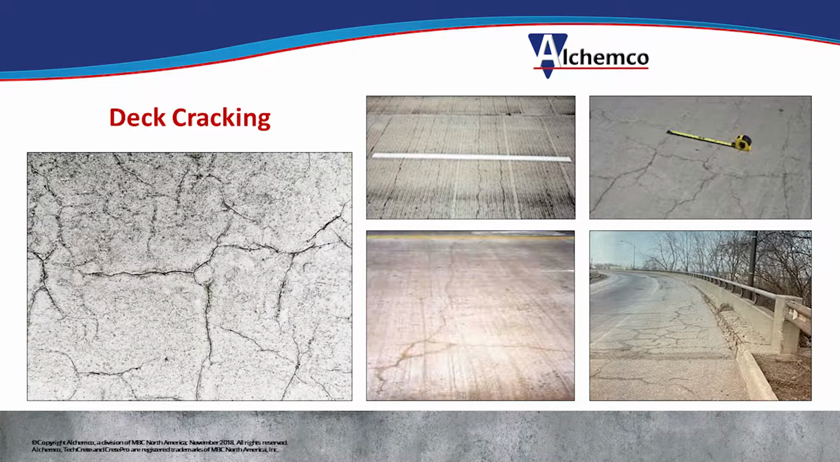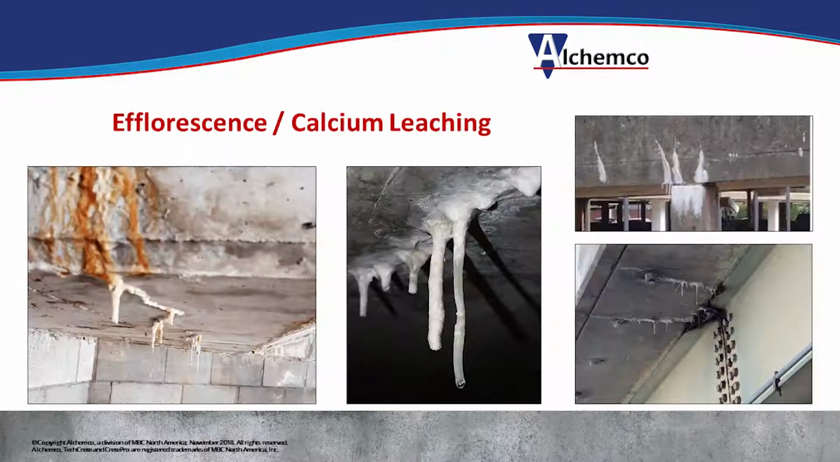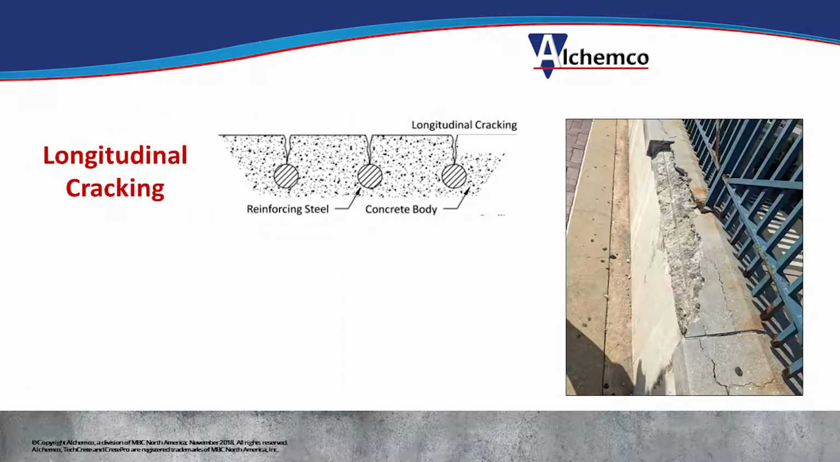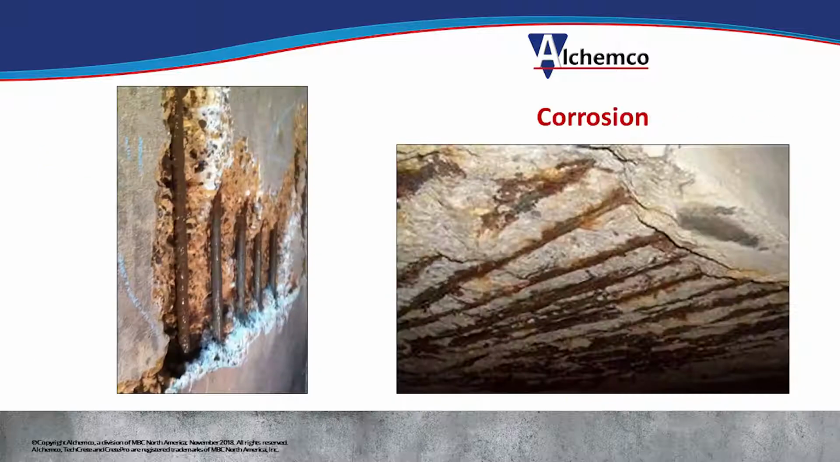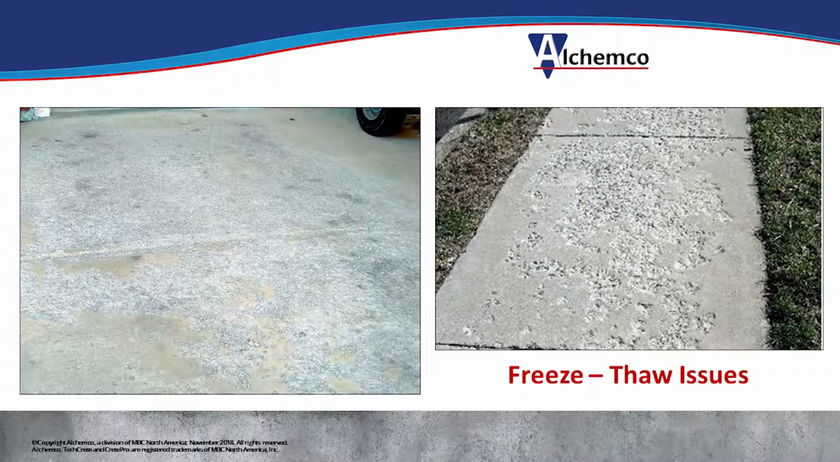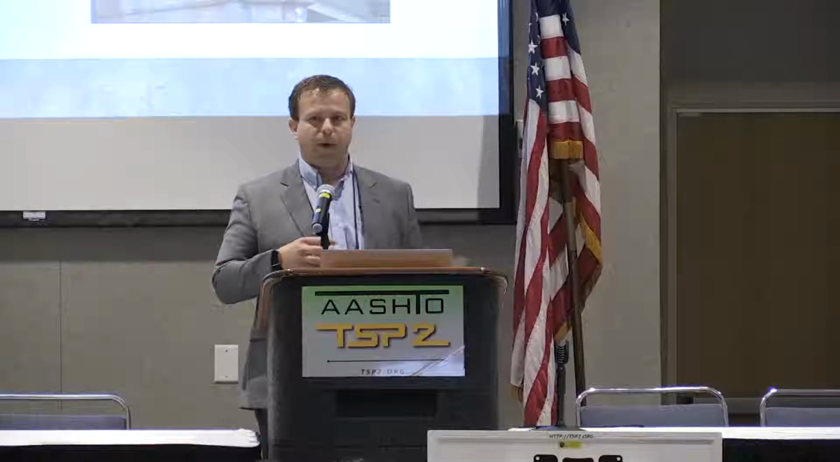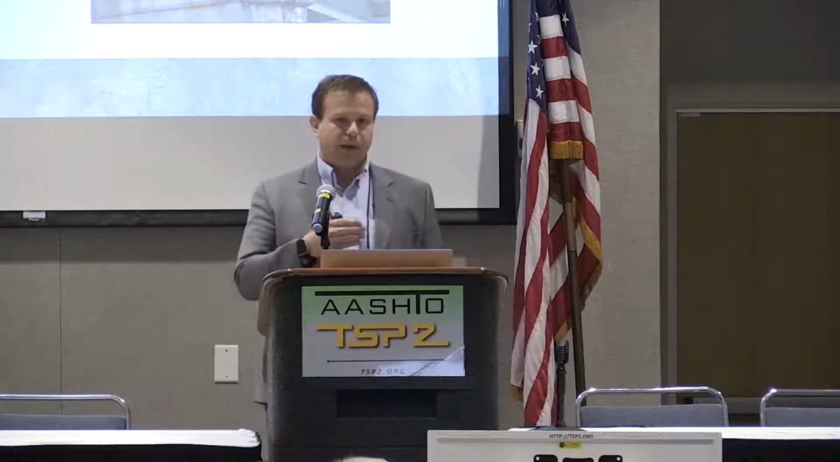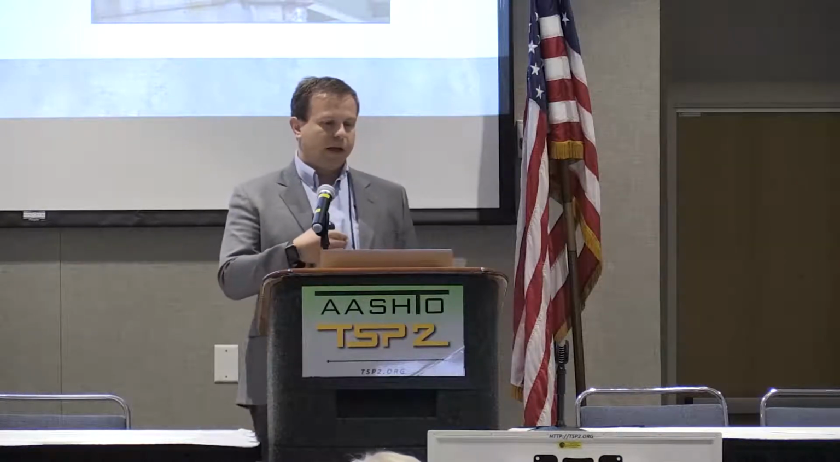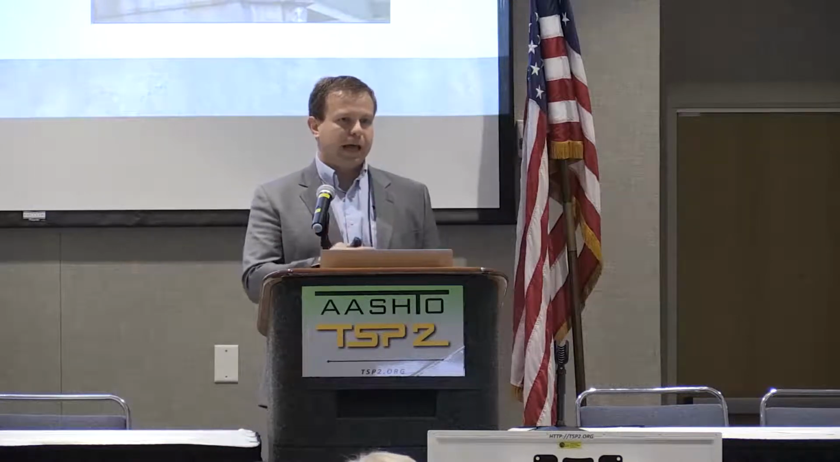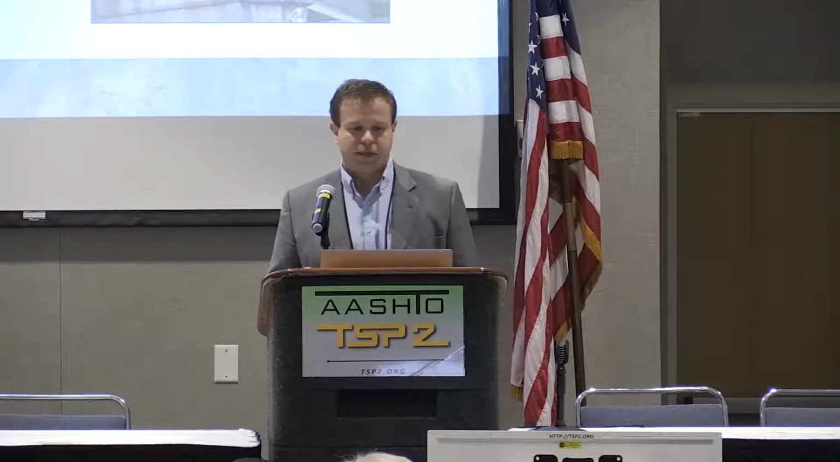So deck cracking, fluorescence, we see some calcium leaching and some stalactites, different types of cracks, spalling, delamination, corrosion, freeze-thaw issues. And so this is something that we see on a regular basis every time we are talking with DOTs. The point is why they happen and what can we do to avoid them from happening and giving a longer design life, a long service life to these structures.